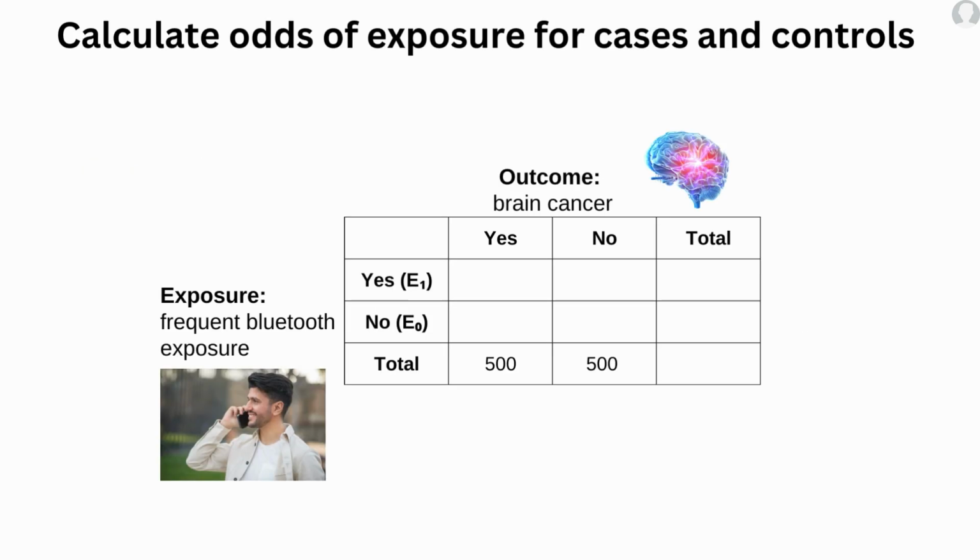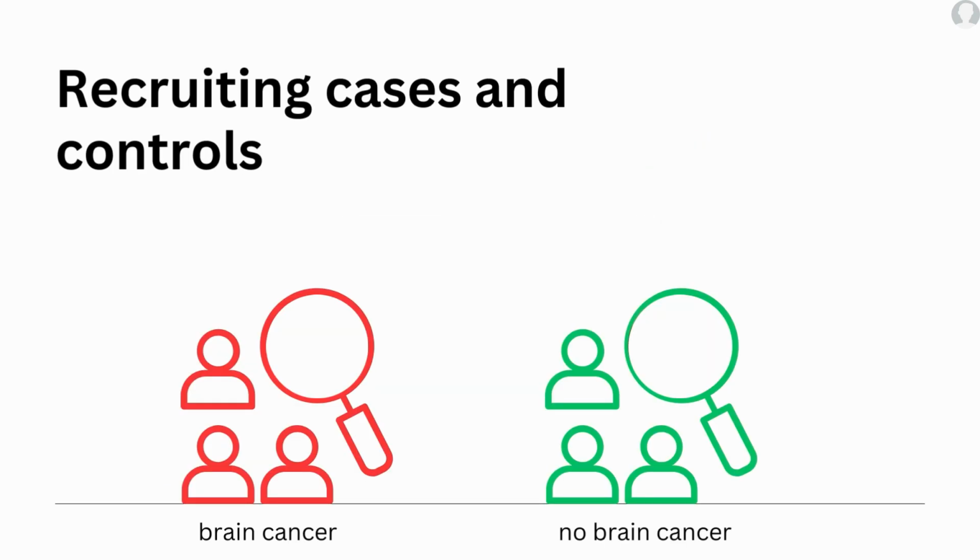Say researchers conducted a study to find out if there's an association between frequent Bluetooth exposure and brain cancer. A case control study starts by recruiting cases, so people with the outcome, with brain cancer, and then recruiting controls, people without the outcome, without brain cancer. Cases might be recruited through a cancer registry or insurance records. The goal is to recruit controls who are as similar as possible to the cases.